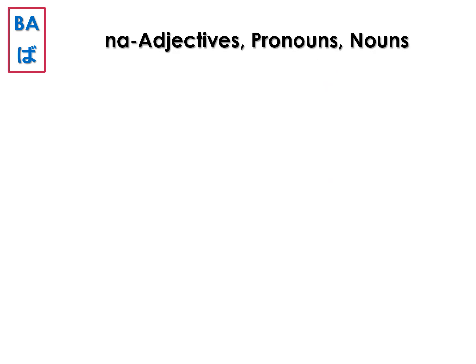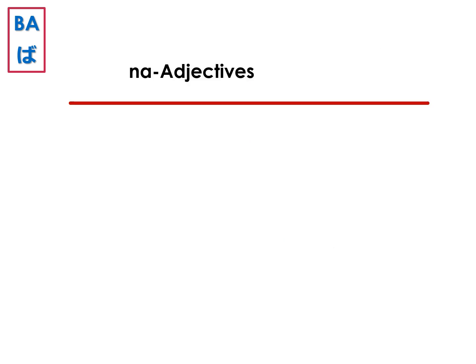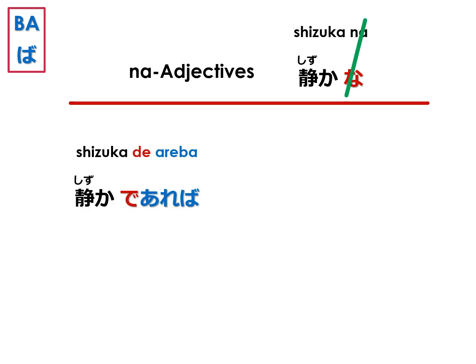As we mentioned in the previous lessons, na-adjectives are grammatically nouns, so we lump them together with pronouns and nouns. For nouns, the verb we attach is the verb to be, or da, which turns to de areba for the affirmative conditional and dewa nakereba or ja nakereba for the negative conditional. Here's a na-adjective example, shizukana, which means quiet. Drop the na and replace with de areba to form shizuka de areba, which means if or when it's quiet.